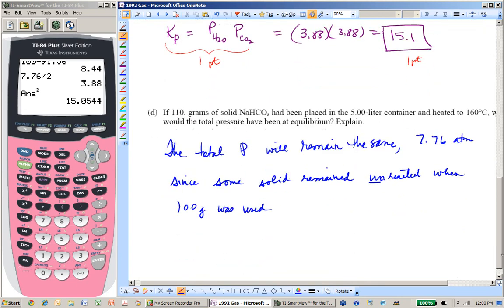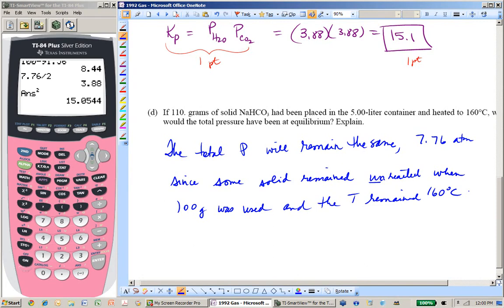You're not going to shift this equilibrium unless you change temperature. If you stayed at the same temperature, the equilibrium is the same, the pressure will be the same, and the concentration or pressure of each of the components in the equilibrium expression will be the same. Changing from 100 to 110 grams won't make a difference. You're not going to shift the equilibrium without changing the temperature.